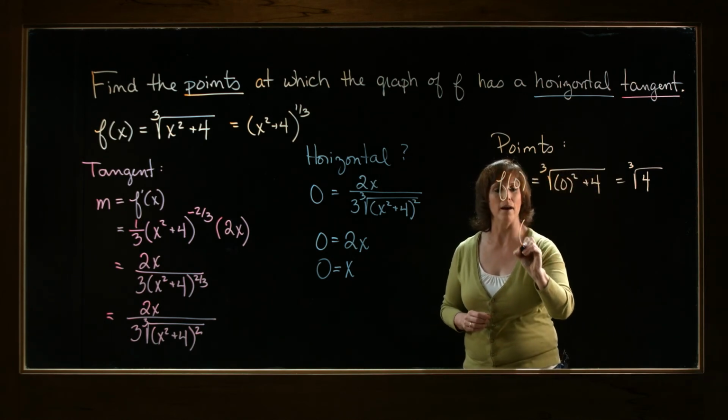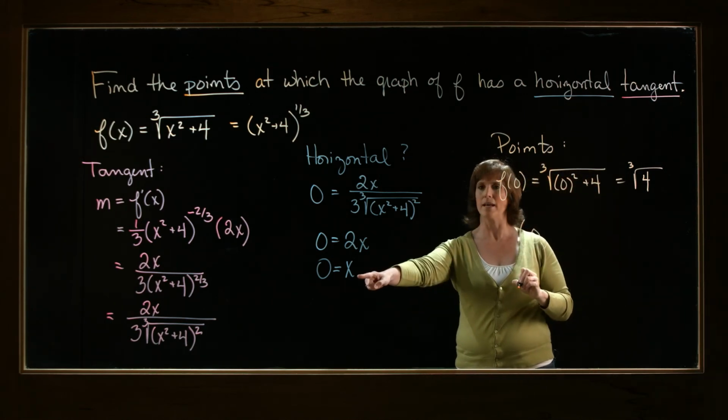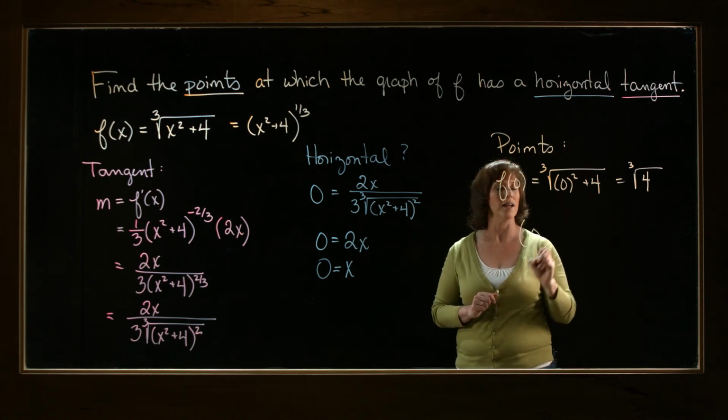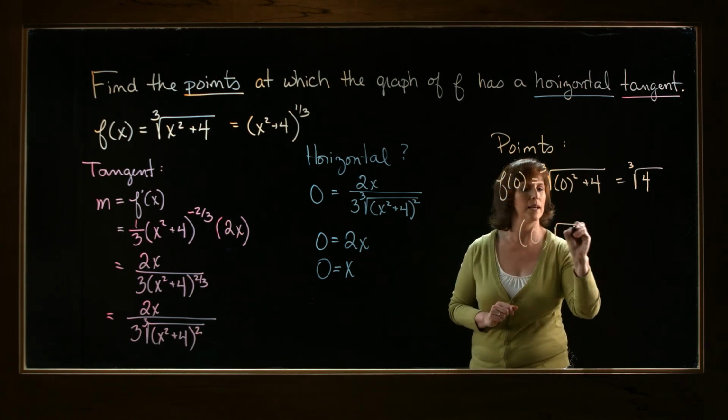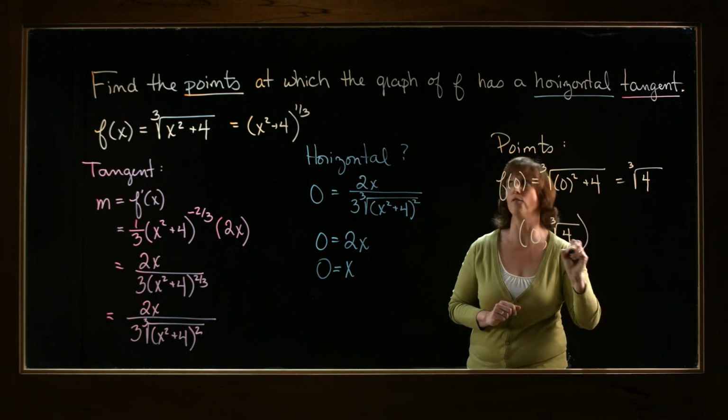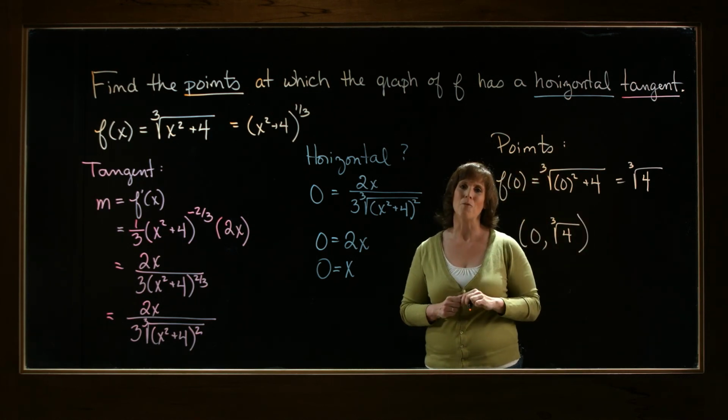Now I have an ordered pair. The x-coordinate is 0 because that's where the tangent is horizontal, and the y-coordinate of that point is the cubed root of 4. And so this is the answer to my problem.